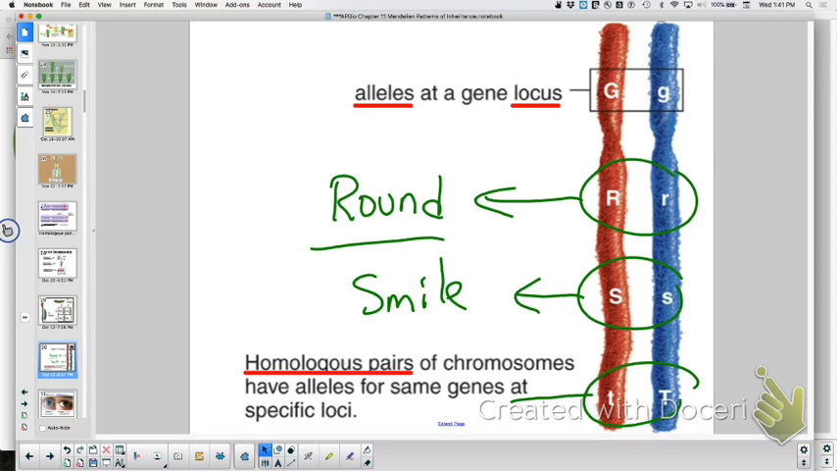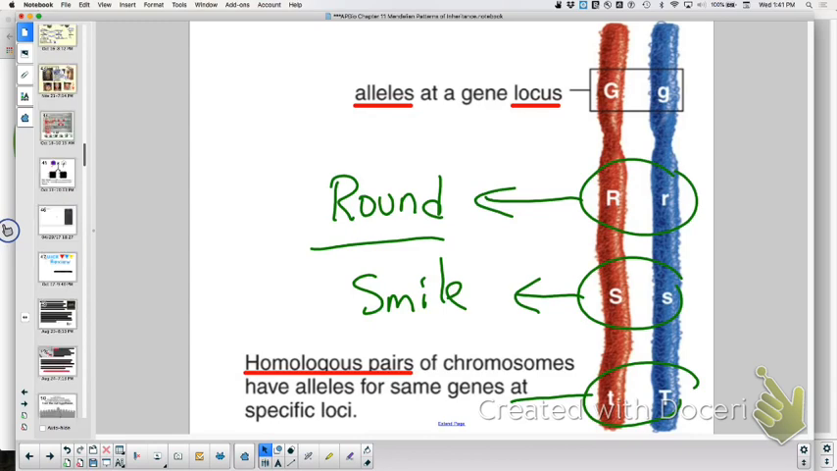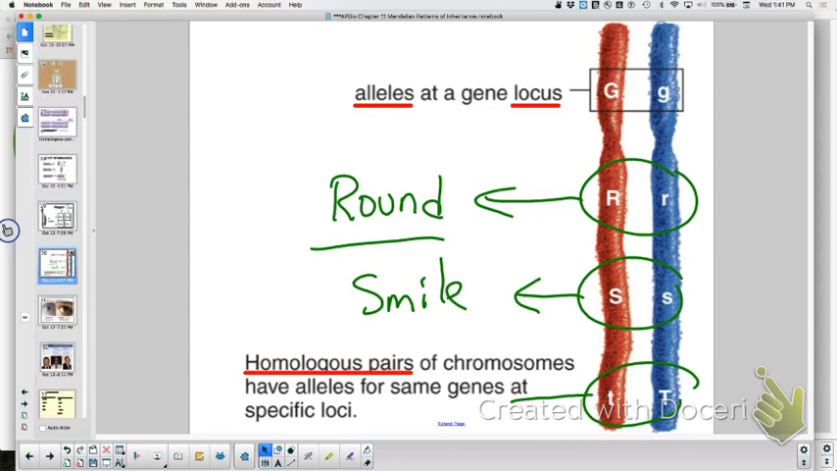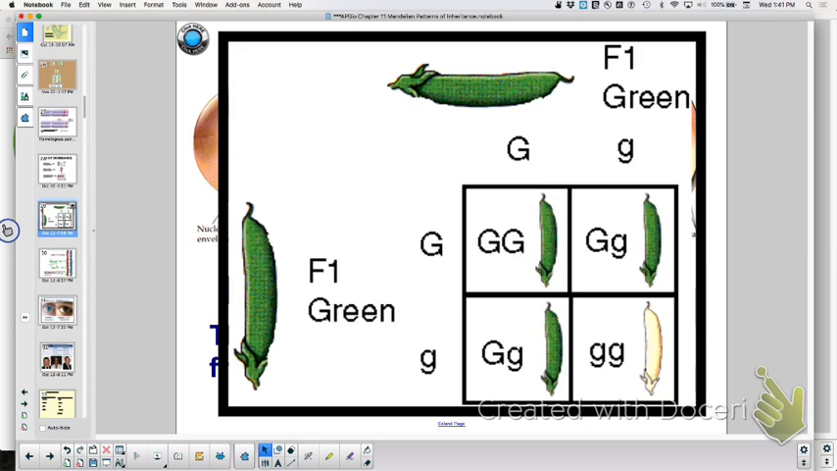Law of independent assortment. I think we taught that, where is it? I know it's somewhere. I think it's hidden. Never mind, we'll skip over that. That's coming up.